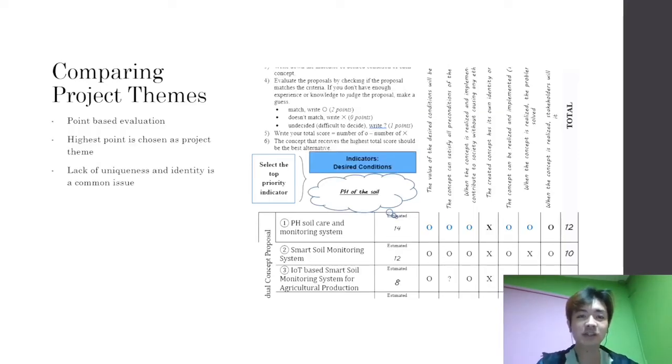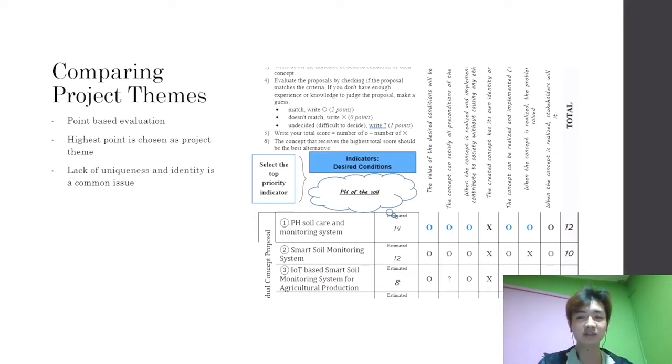During evaluation, each of the group members gives a project theme and the project themes are compared using a point-based evaluation system, which means a project theme that fits more ideal criteria will collect more points and the project theme with the most points will be chosen. In our evaluation, the project theme given by our team member Afiq, pH soil care and monitoring system, was chosen as it collected the most points.